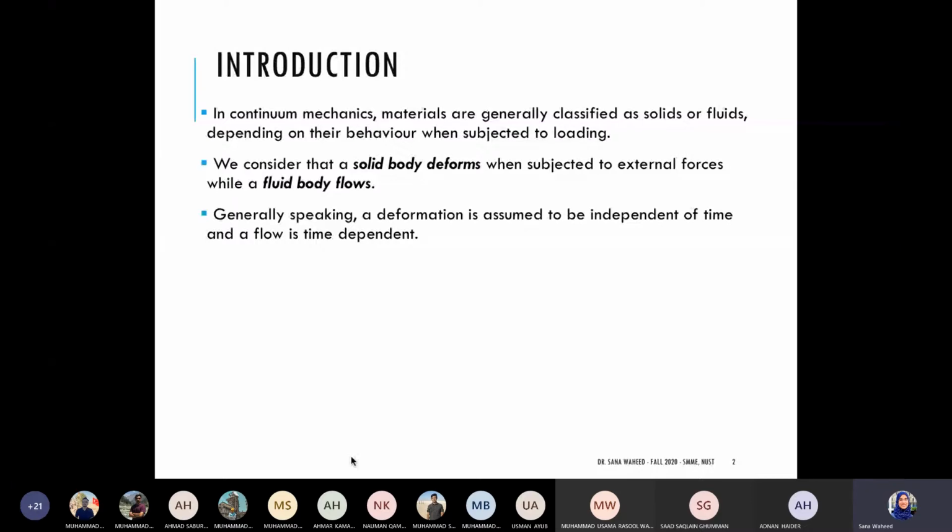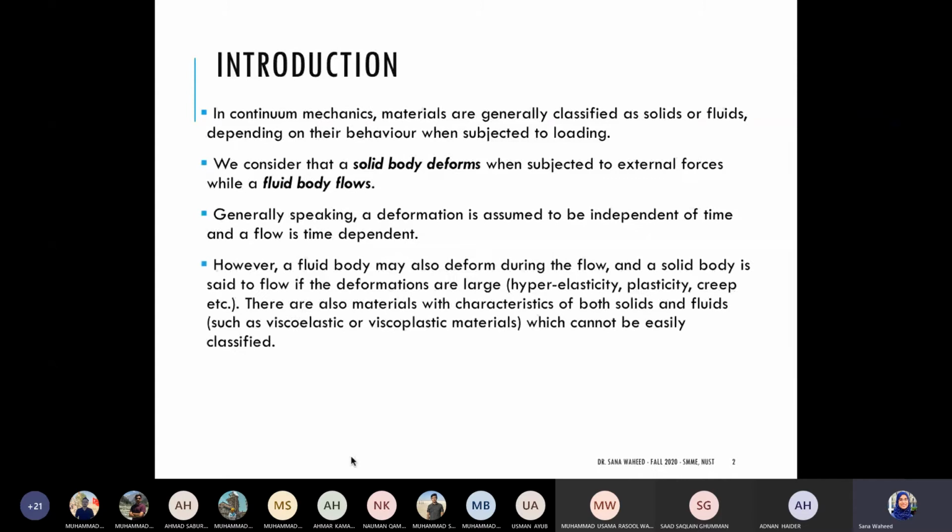लेकिन इस description के अंदर थोड़ी सी issues आ सकते हैं already, which is कि sometimes actually you get fluids which may be deforming during their flow. So for example, if you've got a compressible fluid, then they will deform during the flow. And then also what can happen is that you can get solids which can flow if their deformations are large. So this is not a straightforward black and white situation, but general sort of room temperature loadings के ऊपर हम इस किस्म की classification कर रहे होते हैं कि solids deform whereas fluids flow.